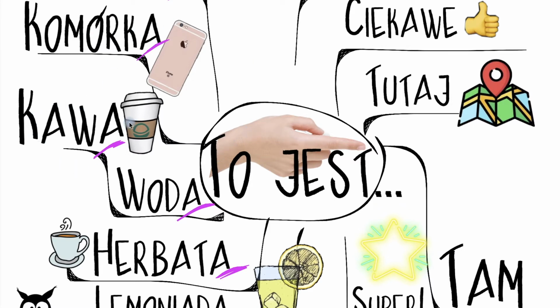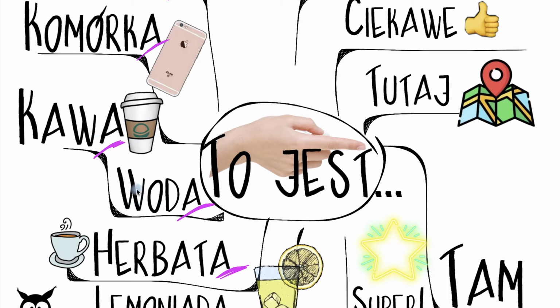The word for a coffee, kawa. Again, look at the letter W. We pronounce it as "v", like in "witam" in the previous lesson. Kawa. It's a coffee. To jest kawa.